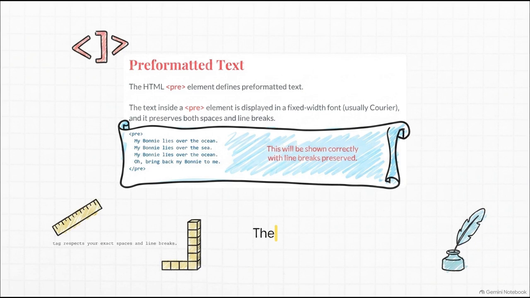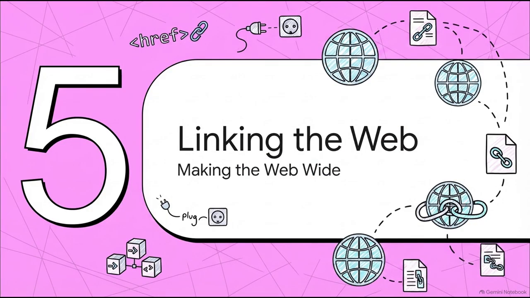Alternatively, if you're dealing with very specific spacing, you can use the pre-formatted pre tag. If you wrap your poem in this, it literally forces the browser to respect your exact spaces and line breaks exactly as you type them in the editor. It also defaults to a fixed-width font, like Courier, which makes it perfect for displaying code snippets or, of course, a poem.